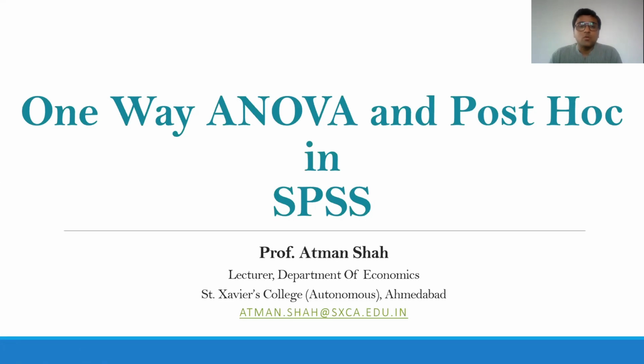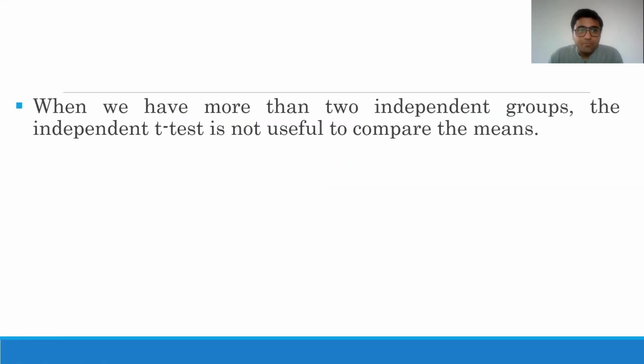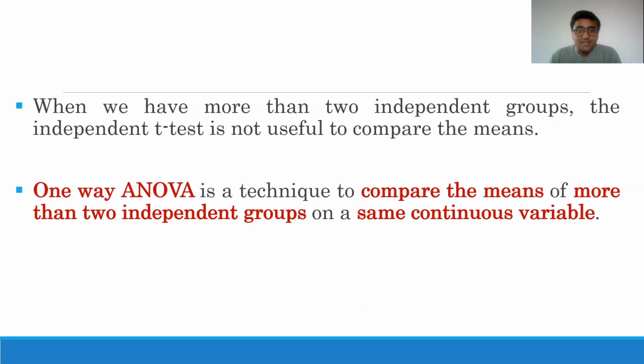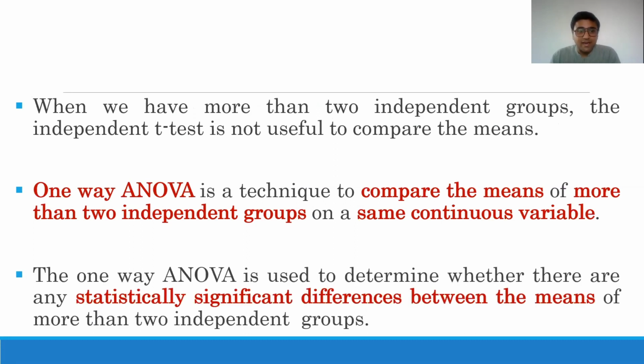So let's begin with the meaning of one-way ANOVA. When we have more than two independent groups, the independent t-test is not useful to compare the means. So one-way ANOVA is a technique to compare the means of more than two independent groups on the same continuous variable. In other words, we can say that the one-way ANOVA is used to determine whether there are any statistically significant differences between the means of more than two independent groups.